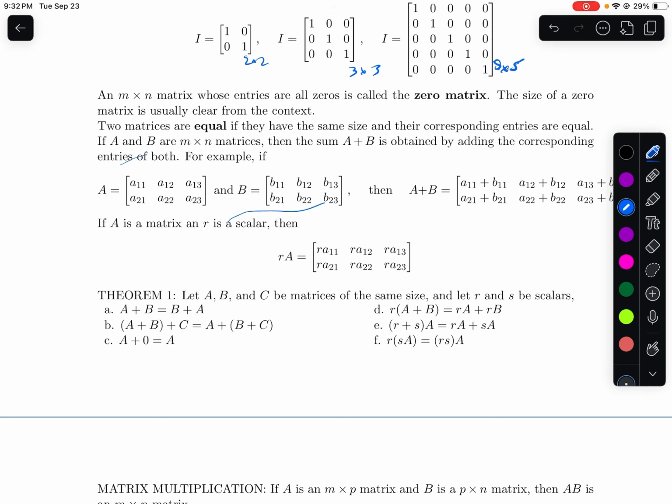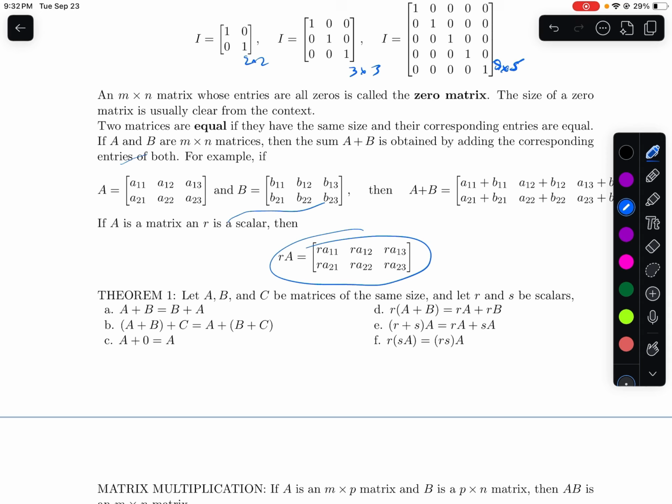Now, what about scalar multiplication? If A is a matrix and R is a scalar, then R times A will be equal to R A11, and so on. Each entry of the matrix is multiplied by the scalar. So you can see here.